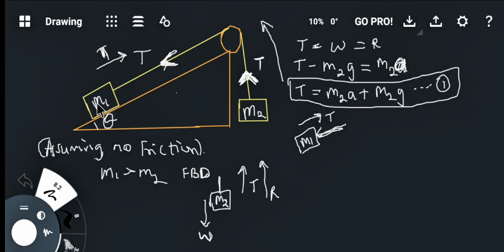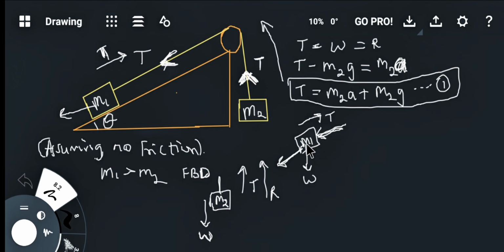The weight of every object acts downward. The weight of this is acting downward, but it is not this weight that is causing the item to accelerate, but rather the component of the weight that is acting in this direction. That component is the one responsible for sliding M1 this way and dragging everybody with it. So that is what we need. We don't need the weight, we need the component of the weight.